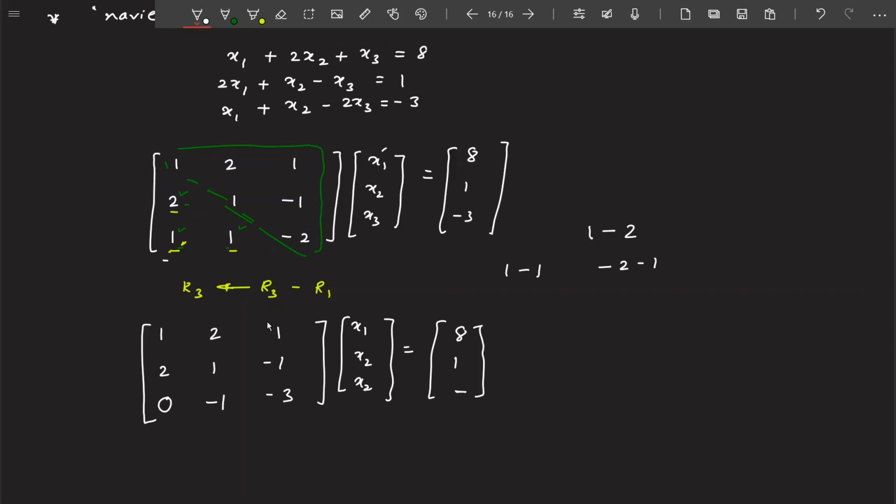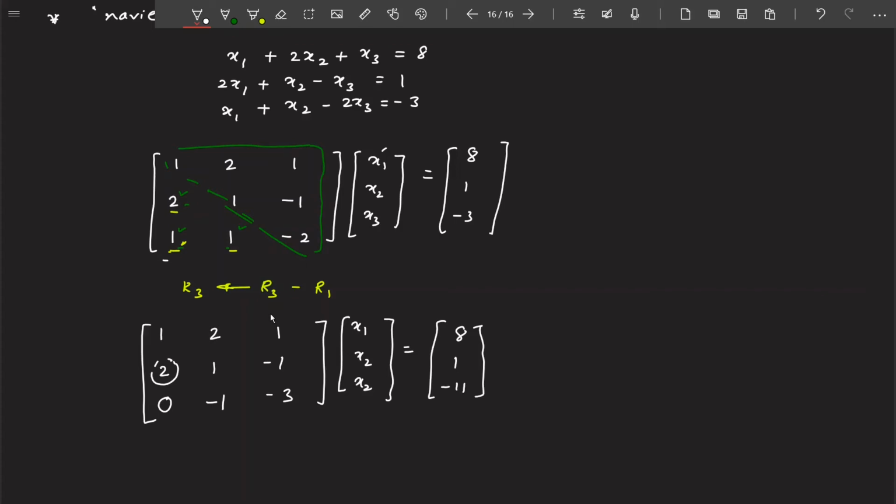So again, for the third column, third element, minus 2 minus 1 comes out to be minus 3. Now let us talk about this element. For this element, it's going to be minus 3 minus 8, that comes out to be minus 11. Okay. So once we have made this element 0, our next job will be to make this element 0.